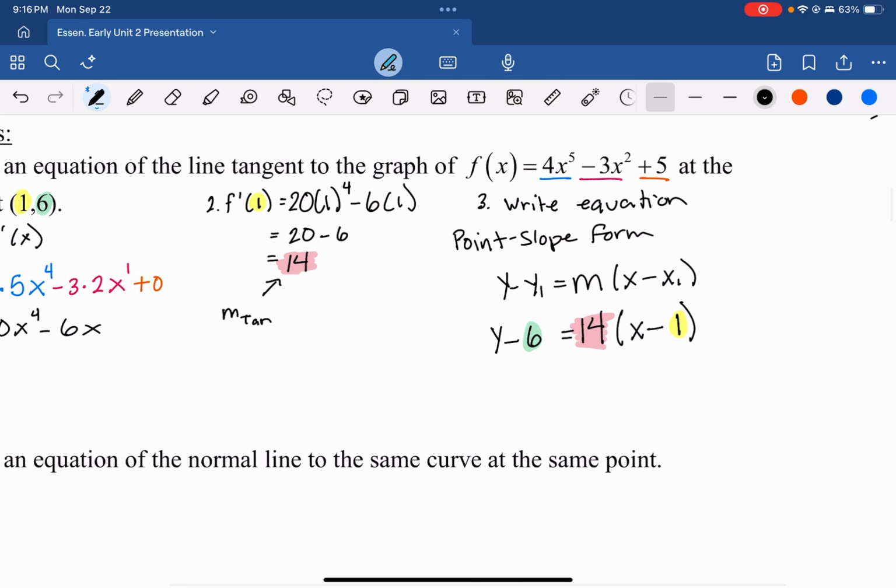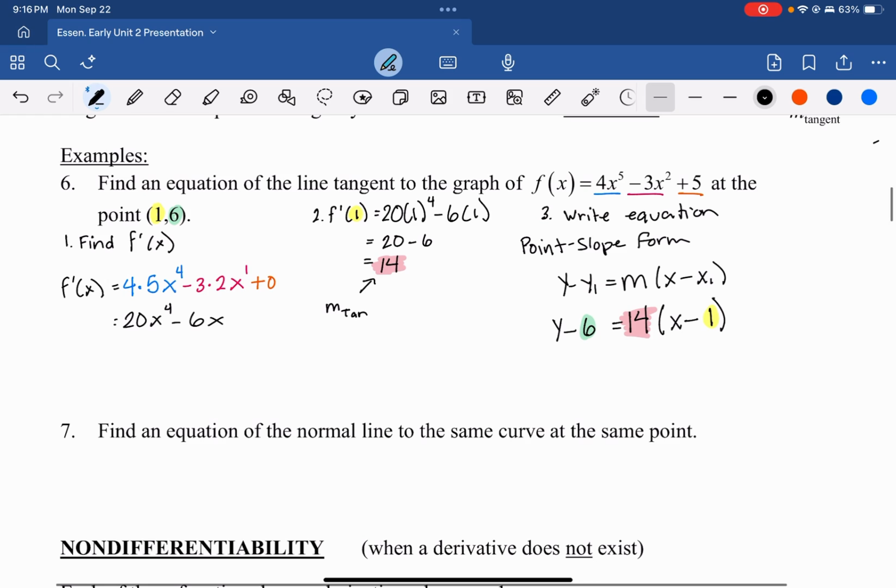So whenever something says find the equation of the line tangent to the graph, we're going to find the derivative, evaluate it at the point, and then write our equation.